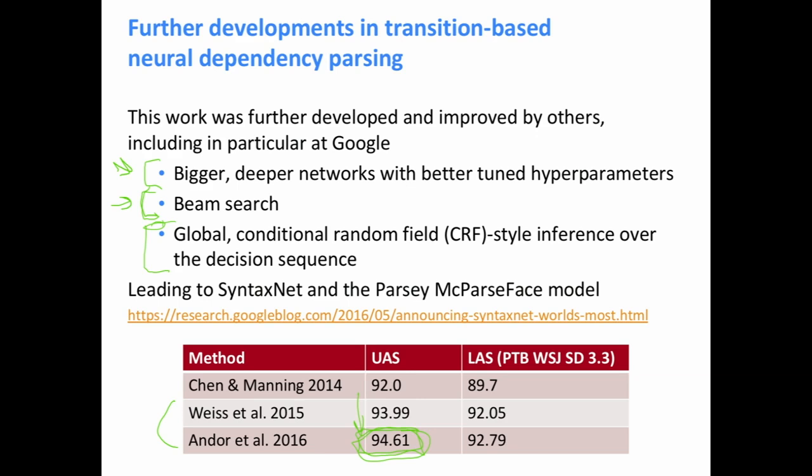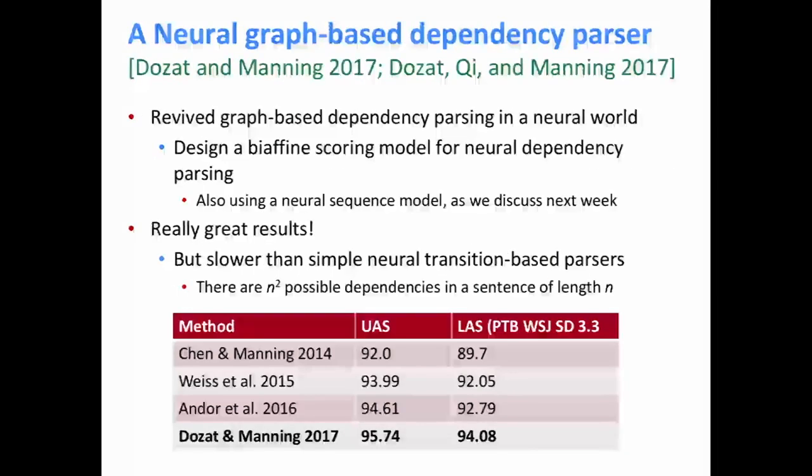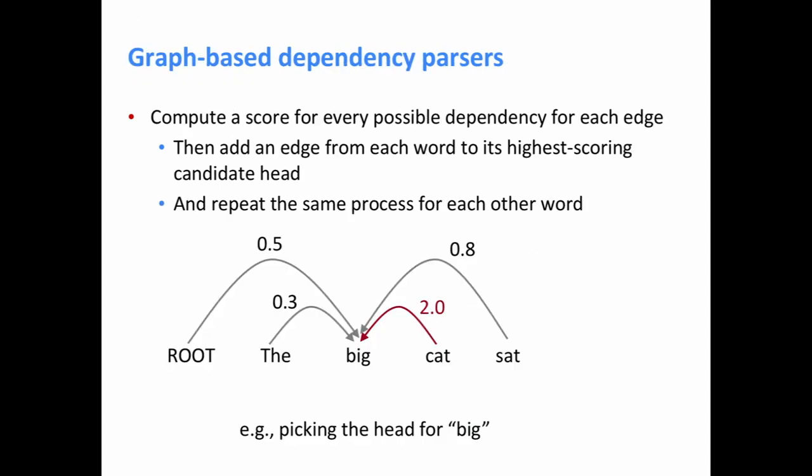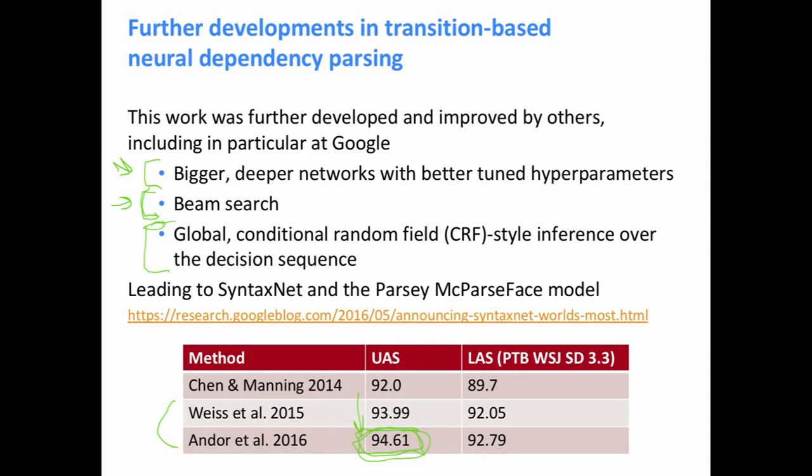I'm basically out of time now, but there is further work, including at Stanford, where another student, Tim Dozat, has some more recent work that's more accurate than 95%. So we're still going on, but I'd better stop here today, and that's neural dependency parsing.